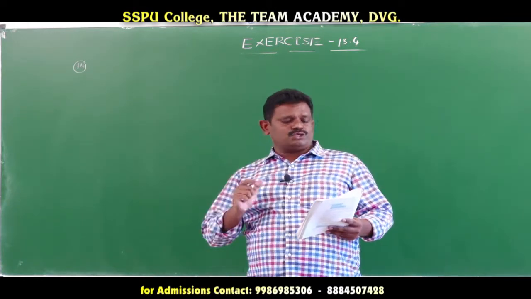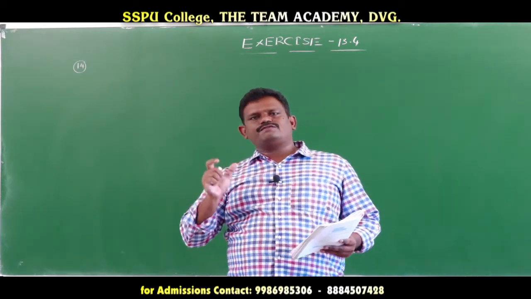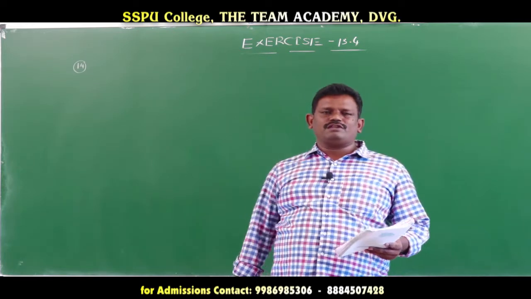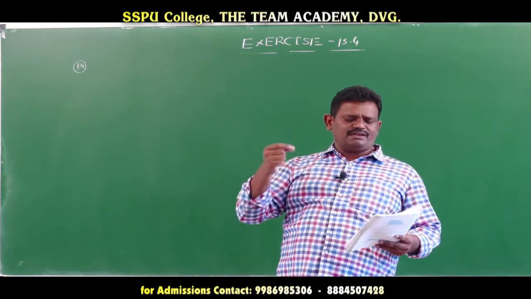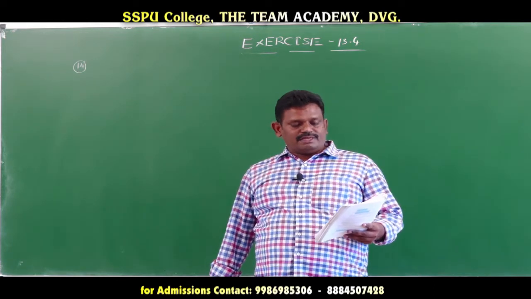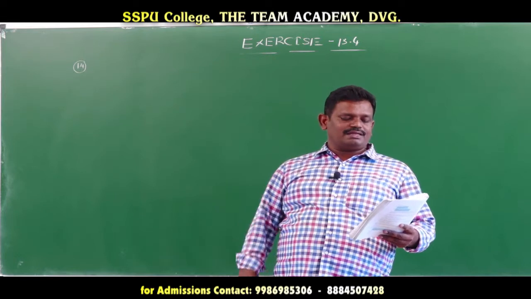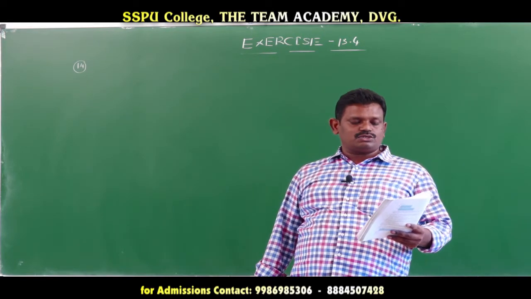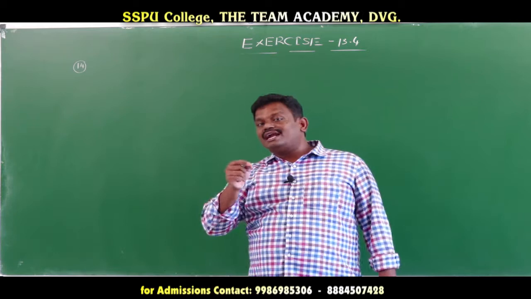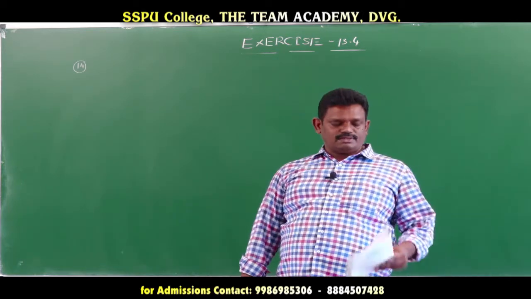A class has 15 students whose ages are given: 14, 17, 15, and so on. One student is selected in such a manner that each has the same chance of being chosen, and the age X of the selected student is recorded. Here the random variable X means the age of the selected student.